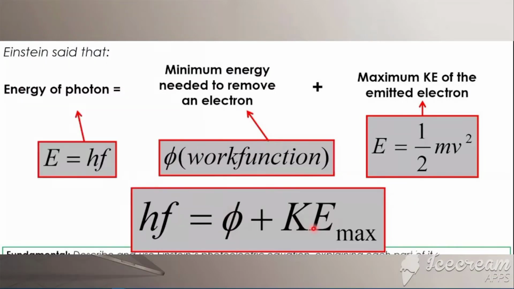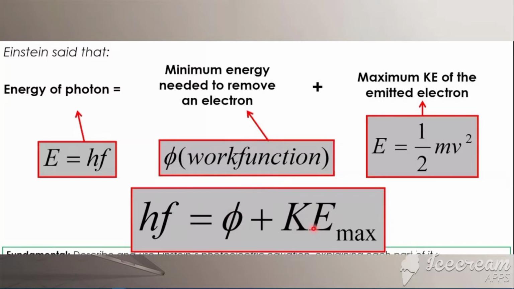Einstein said that the energy of a photon is equal to the minimum energy needed to remove an electron plus the maximum kinetic energy of the emitted electron. So we have different formulas. For the general photoelectric effect, we have hf, the Planck's constant multiplied by the frequency, where f is the frequency, is equal to the work function, this is the symbol of the work function, plus the maximum kinetic energy.